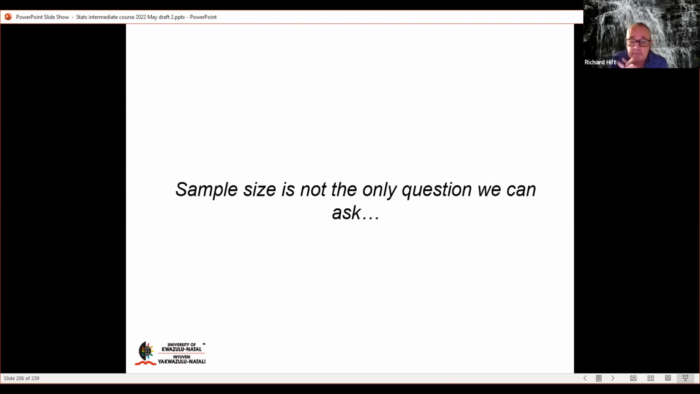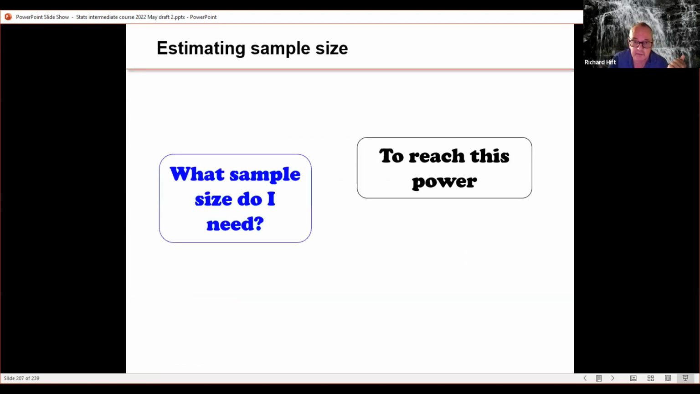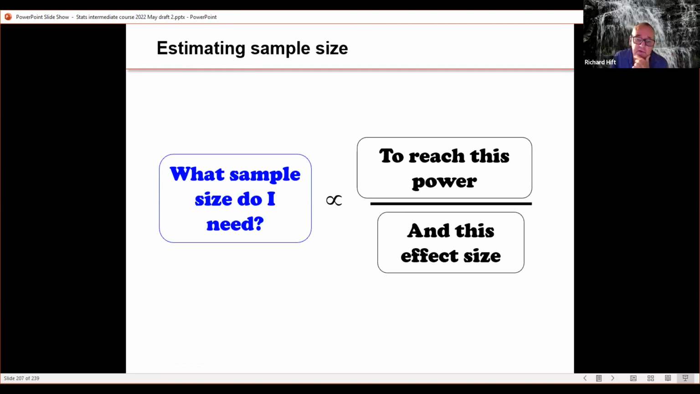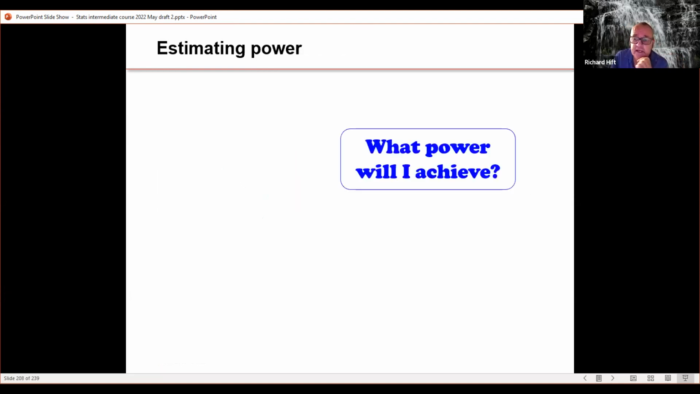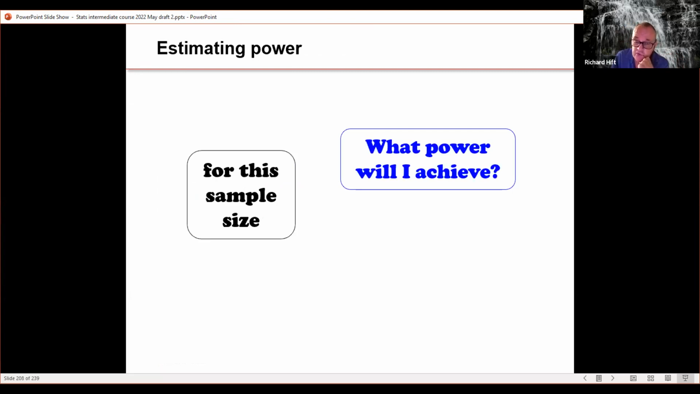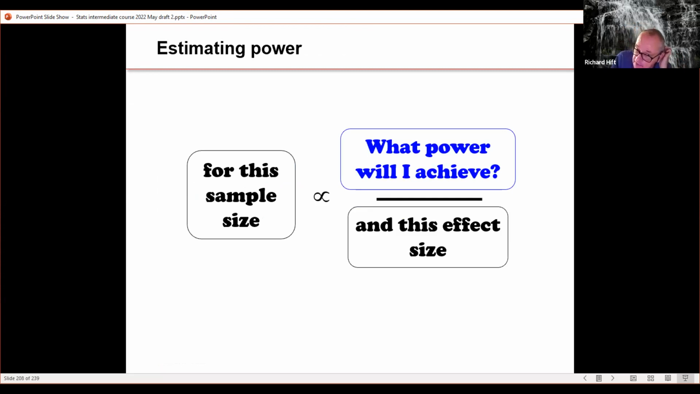Okay. Now, the other thing that's incredibly useful, but people are not always aware of, is that we have three parameters here: sample size, effect size, and power. And sample size is not the only question we can ask. It's the one we all commonly ask the statistician. What sample size do I need to reach this power, 80%, and this effect size? But you can easily ask it the other way around. What power will I achieve for this sample size and this effect size?